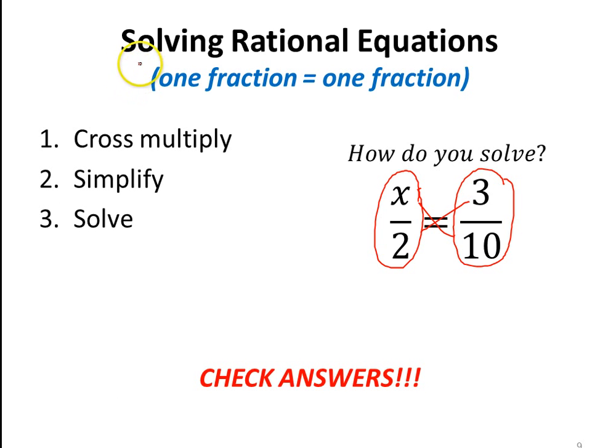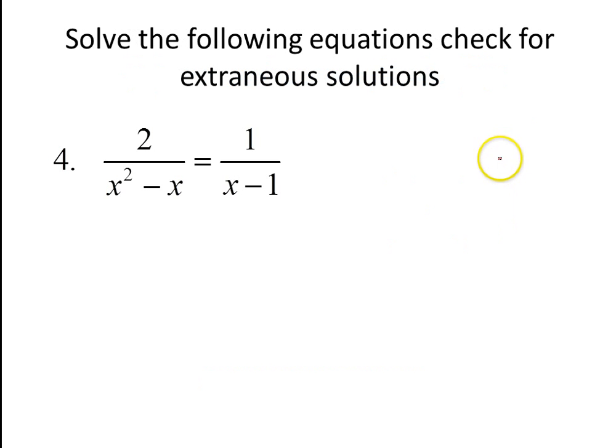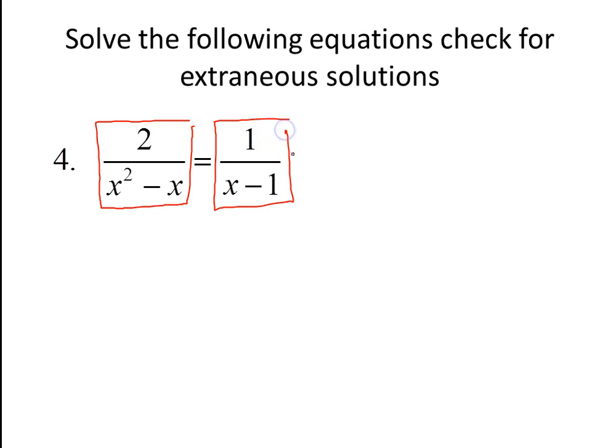When we have one fraction on each side, we can cross multiply. Okay, so these are going to be a little bit easier for you than the last ones. One fraction on each side, cross multiply, and solve. Okay, so I have 2 over x squared minus x equals 1 over x minus x. One fraction, cross multiply, and get done. Okay, make it easy. Don't even worry about factoring right now. Just cross multiply and then go.